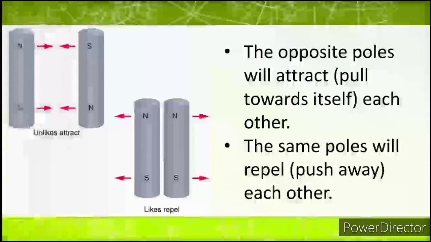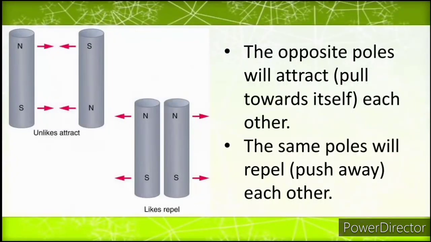Now, you may ask, why are these poles, both the north poles, like the same poles, the north poles and the south poles, why are they repelling each other? Because they are the same poles. Remember, I told you that the same poles will always repel each other, while the opposite poles will always attract each other. That is, the north and the south poles will always pull towards each other, while the same poles will always push away from each other. And they attract each other because they are what?